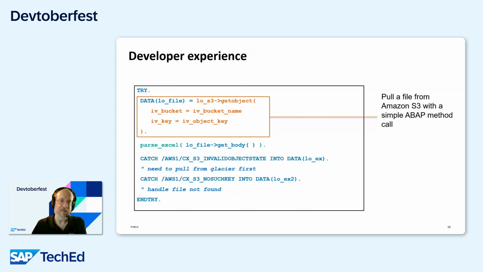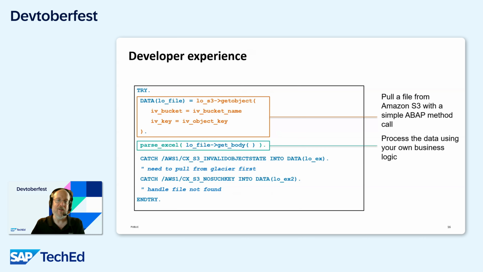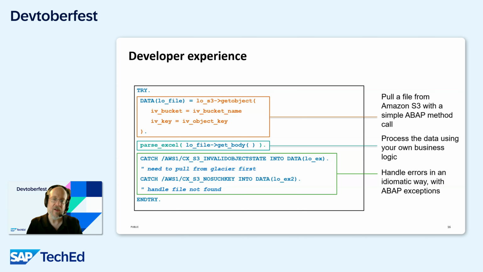I'm passing it the name of a bucket, which is where the objects live, and the key to an object. And I pull in that file into my ABAP system with a one-liner. And then maybe it's an Excel format, I want to process it. And even handling error cases in the service call is as simple as catching an exception.